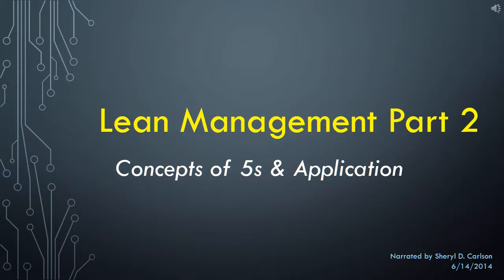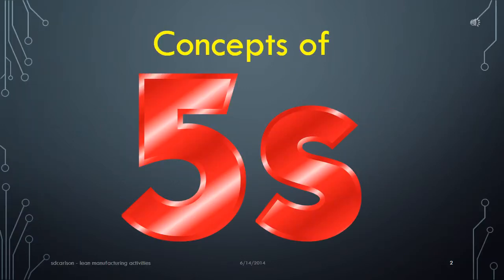This presentation is a brief history and overview of lean management and an explanation of the 5S system of organization as an example of a lean activity. The 5S system is a methodical way to organize, clean, and maintain the work environment.